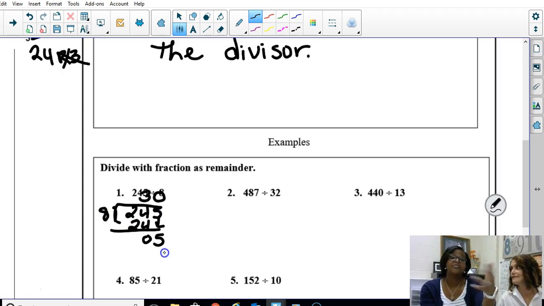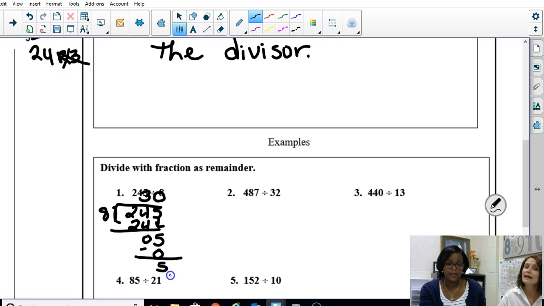8 goes into 5, sorry, 8 into 5 is 0 times. Then 0 times 8 is 0, and you have to finish that problem. That is correct. And you have 5 left.